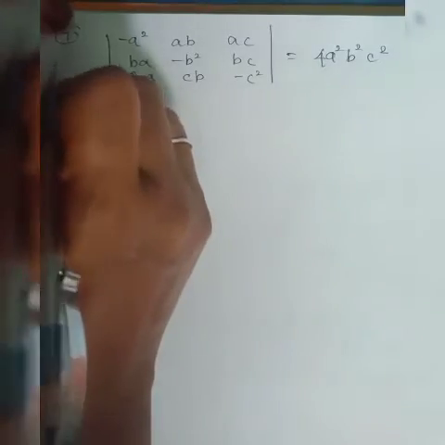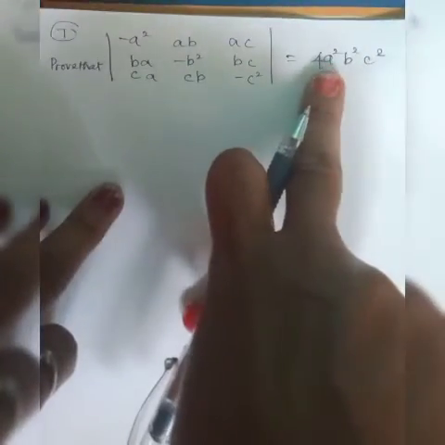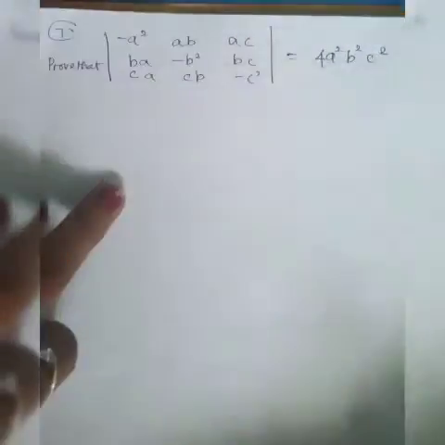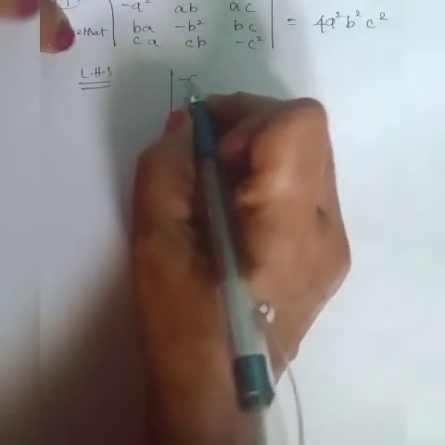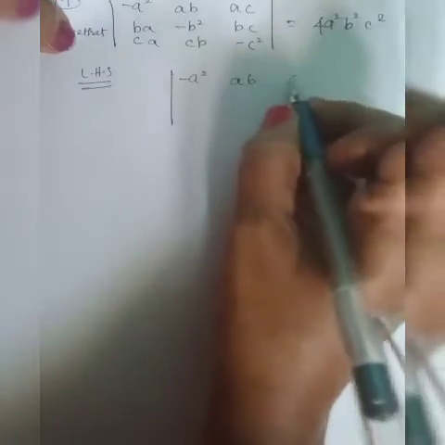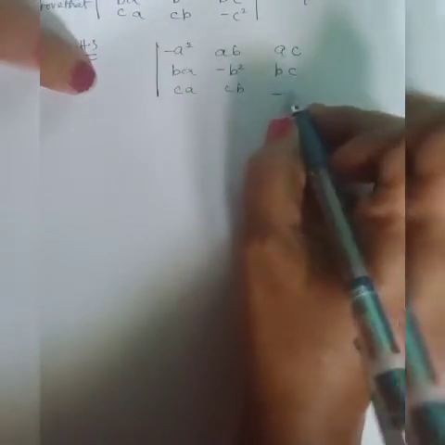Now we prove that the determinant of this has a value of 4a square b square c square. For which, let me start with the left hand side. I have minus a square, ab, ac in the first row, ba, minus b square, bc in the second row, ca, cb, minus c square in the third row.